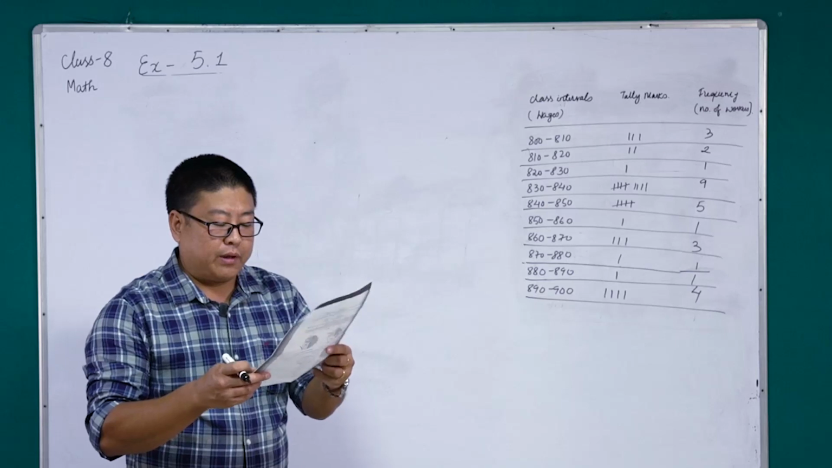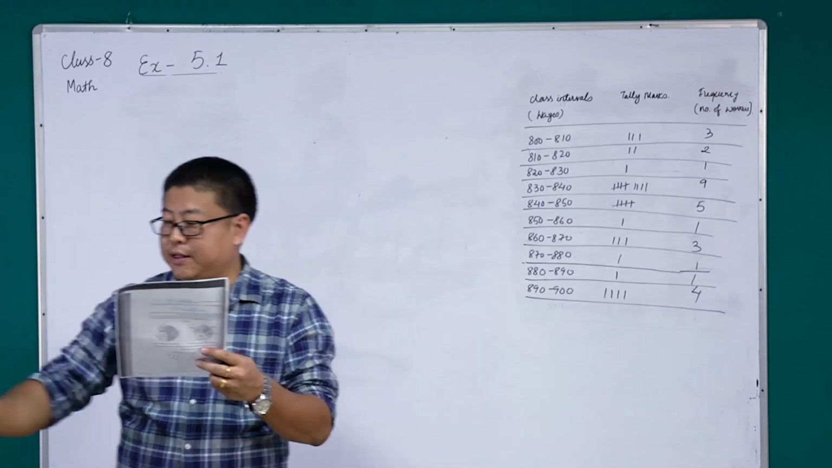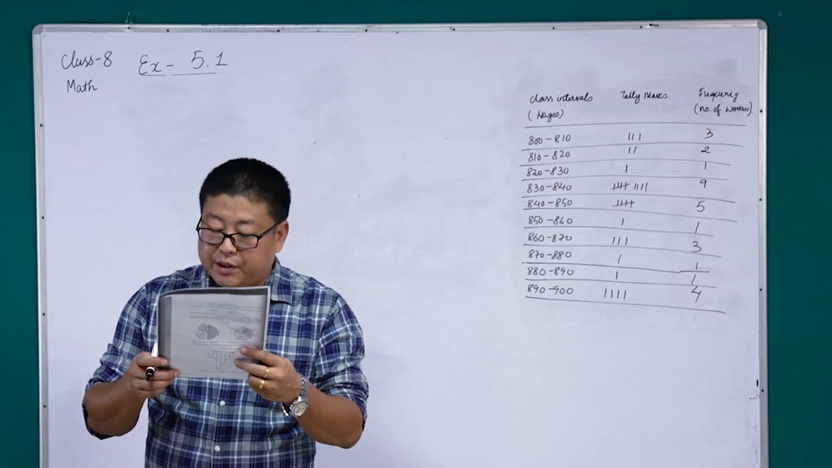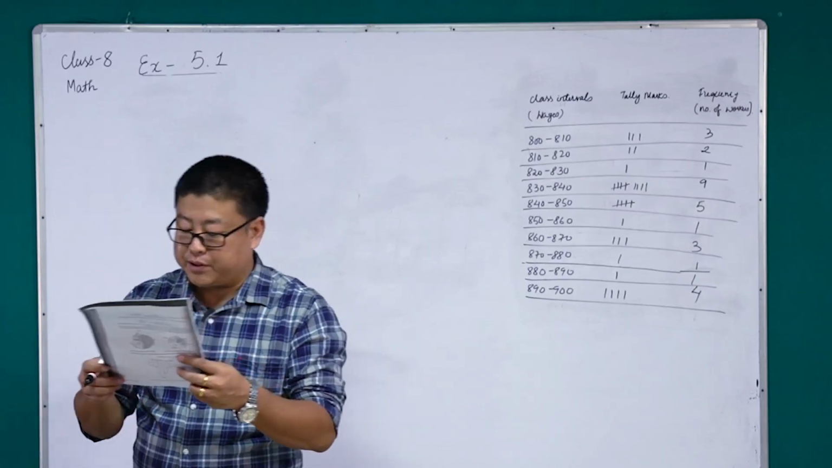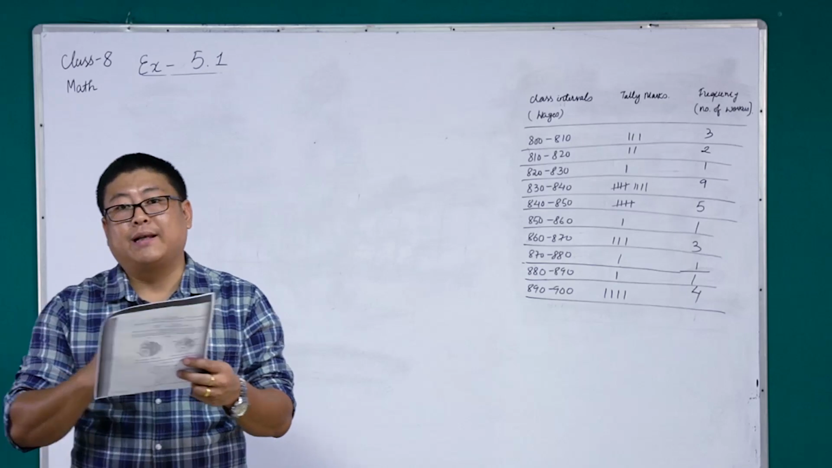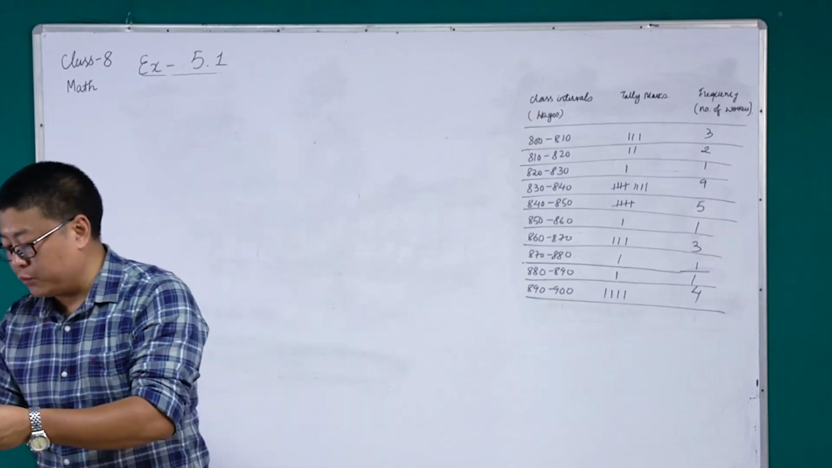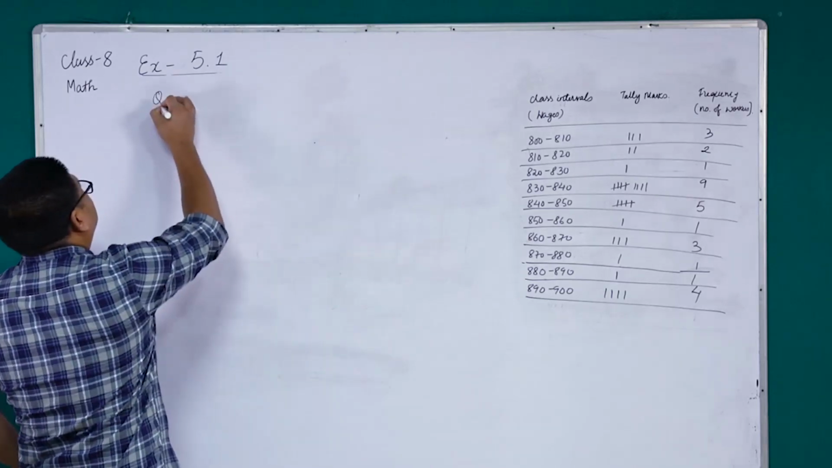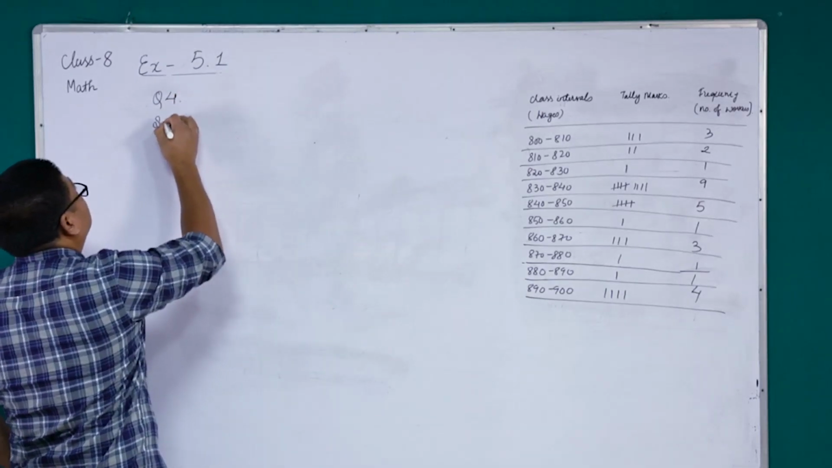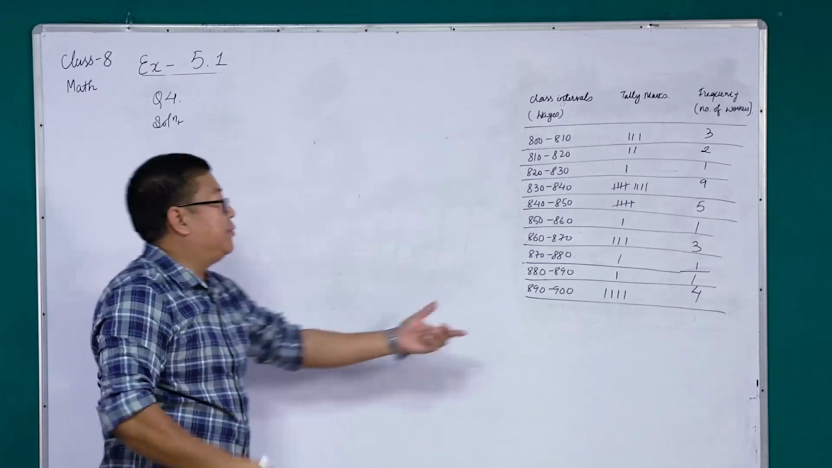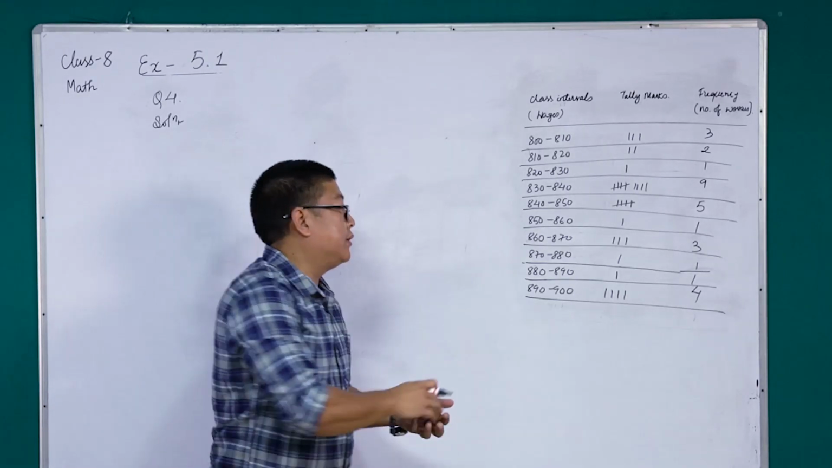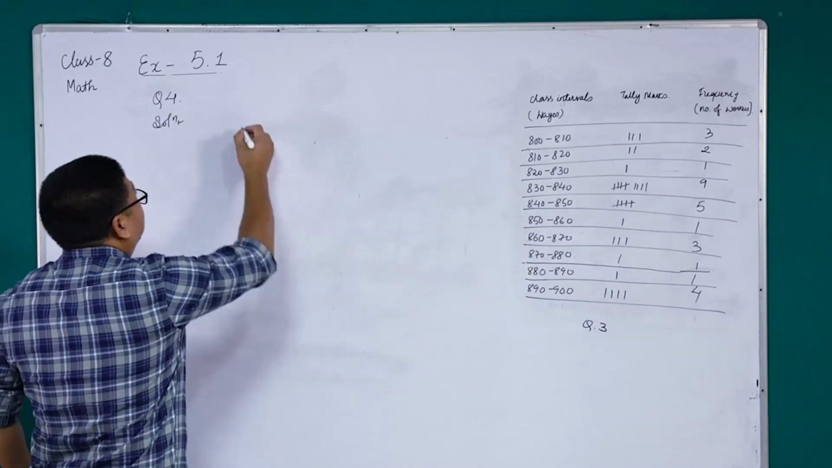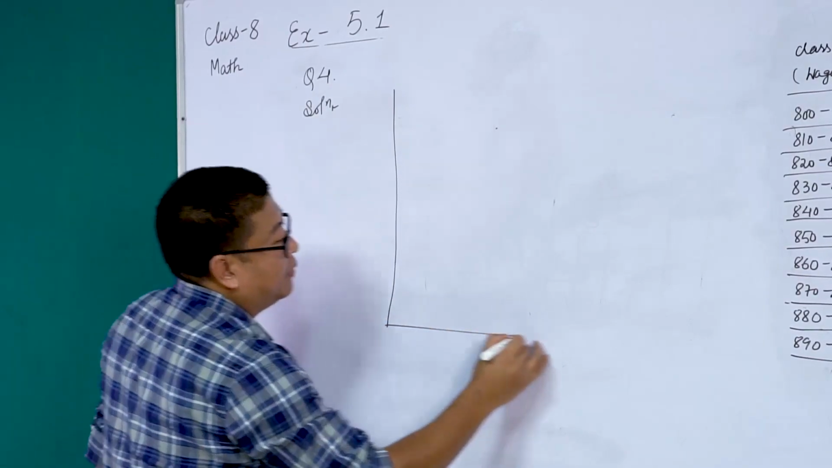Draw a histogram for the frequency table made for the data in question number 3 and answer the following questions. These questions, we'll look at later. First, we will draw the histogram for this table. Now, this is question number 4. Please don't get confused. This table is from the previous question, question number 3. With this data, we're going to draw a histogram.